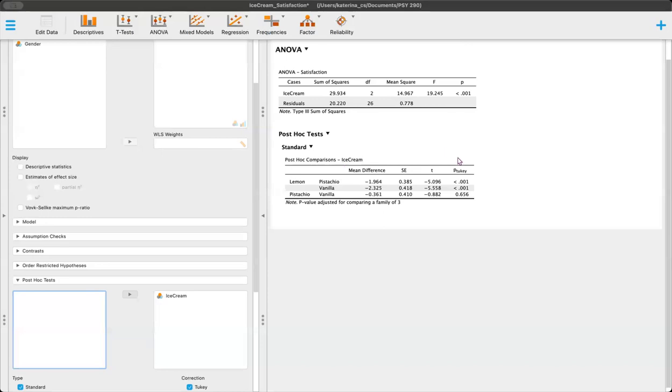So for this type of test, you're going to want to record the p-value. Often you'll want to note the t-value and the mean difference as well. This mean difference is just letting you know how big the difference was. So here you can tell the difference was about 2 units. The difference between pistachio and vanilla was very small, and that's why the p-value ended up not being significant.